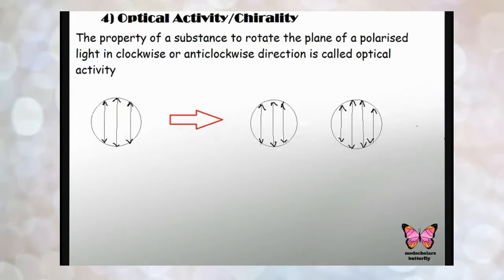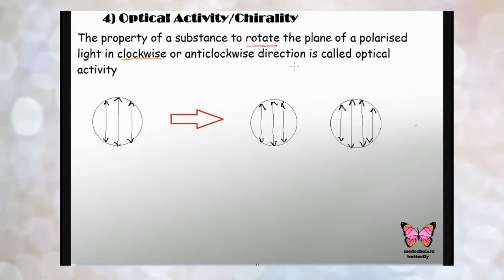The property of a substance to rotate the plane of polarized light in a clockwise or anti-clockwise direction is called optical activity. What happens here is when light is passed through a given solution, suppose a glucose solution, it can rotate in a clockwise direction, and it can also rotate in an anti-clockwise direction. The substance which leads to this rotation of the light is known as optically active.